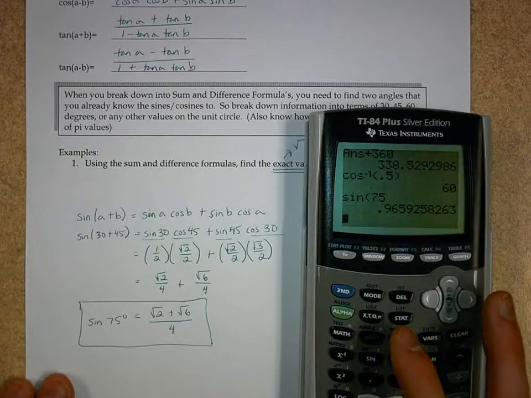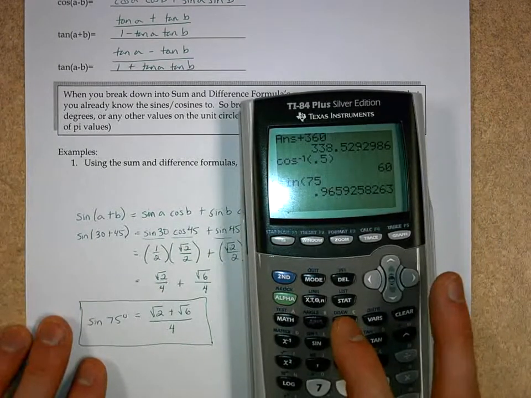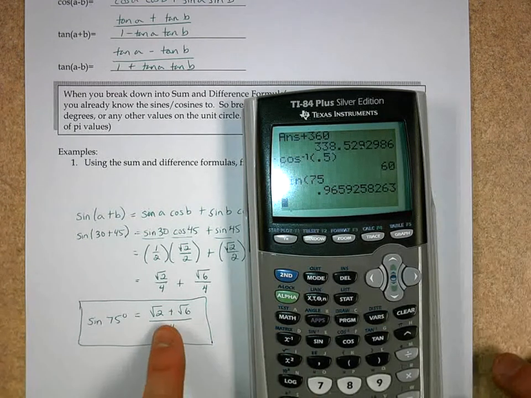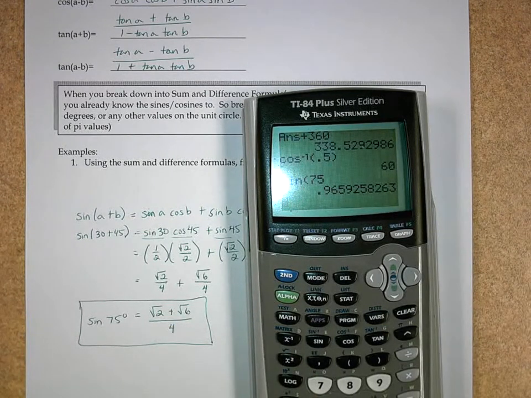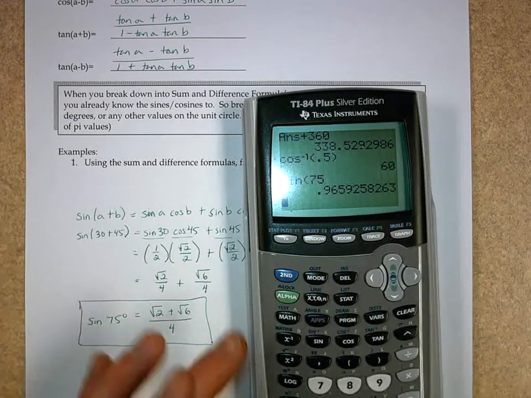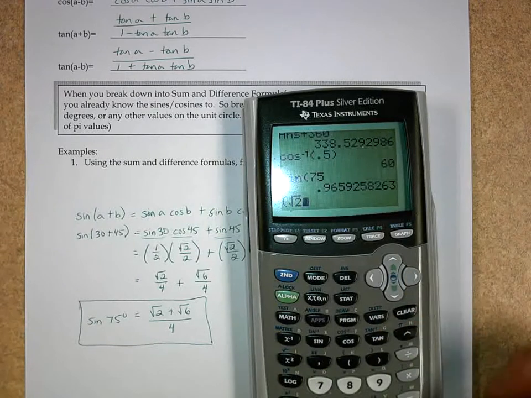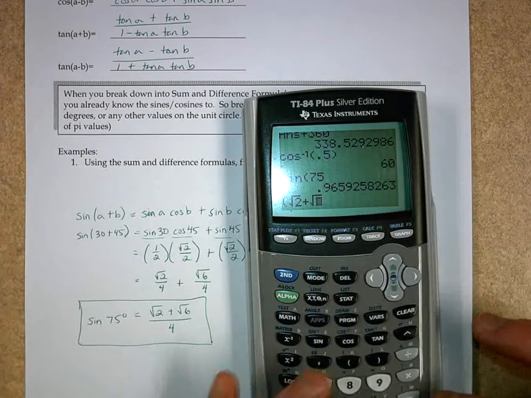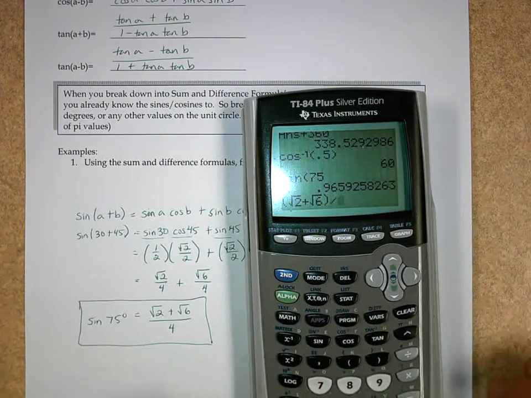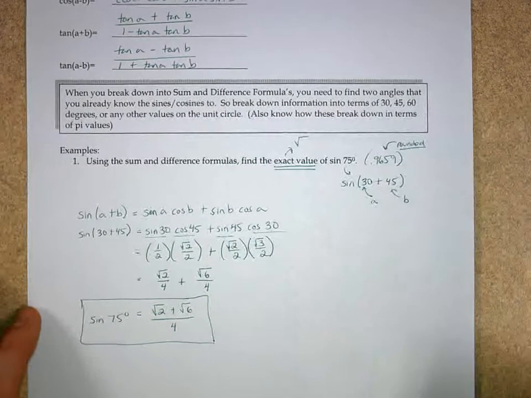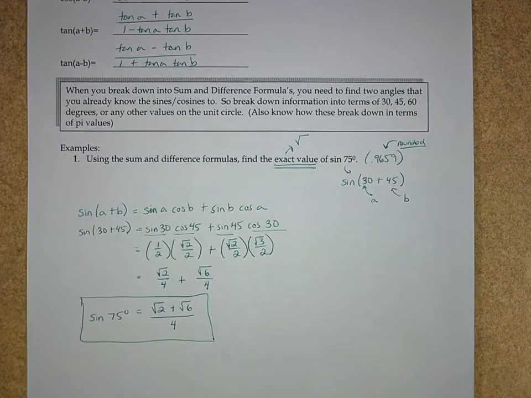Now let's confirm that. We know right there the sine of 75 is 0.9659258 and so forth. Let's plug in this answer and see if it's the exact same thing. So the square root of 2 plus the square root of 6, and we're going to divide that by 4. And you can see, sure enough, that is the same thing. So the exact value of the sine of 75 is square root of 2 plus square root of 6 all over 4.